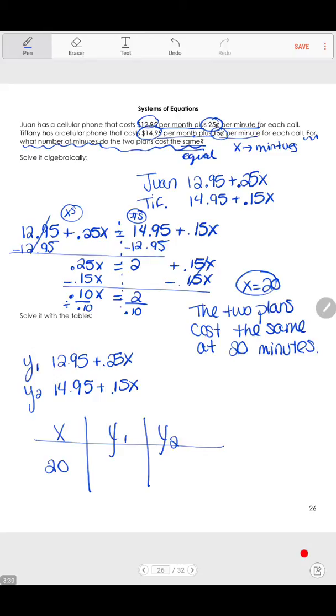And then our table would show that the y values are both 17.95. And since they're the same, that's how I know what my x is. And they only cared about the x because they only said what number of minutes.